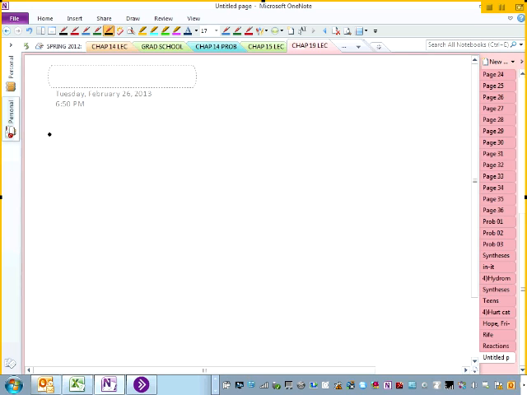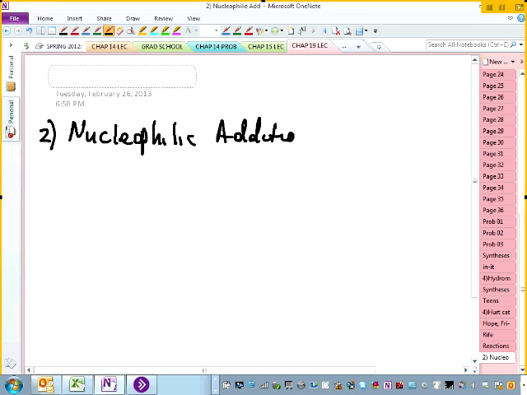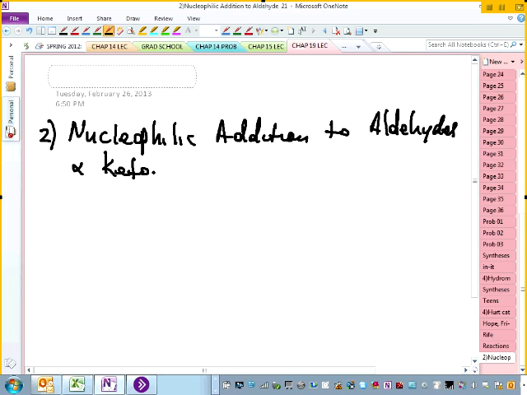Ketones are not readily oxidized. There is really no useful oxidative process for ketones, so I will not talk about oxidation for ketones. The next set of reactions I will be giving you is what we call nucleophilic addition to aldehydes and ketones. Some of these you already know.